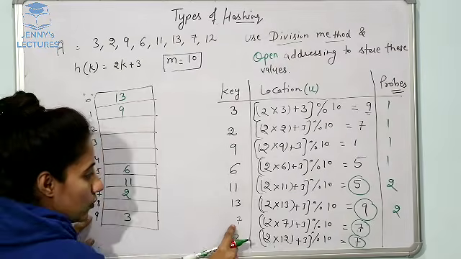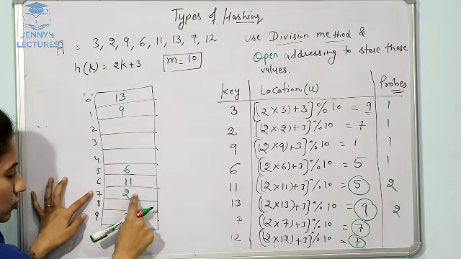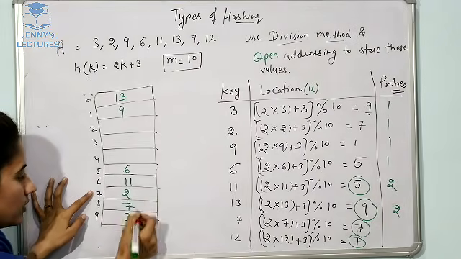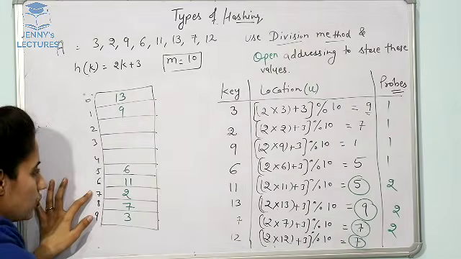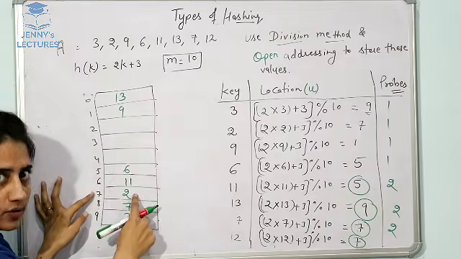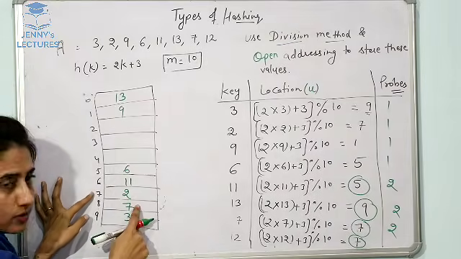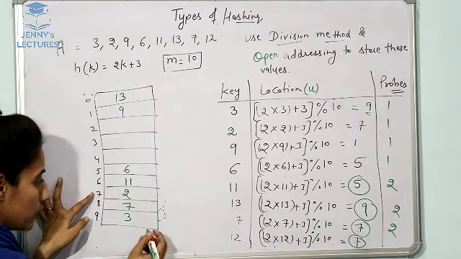probes are there. For storing the 7, go to the 7th place, but this is already filled. Then the next place, yes, this is free, we can store 7 at this place, and total number of probes are 2. For storing this 12, go to the 7th place, this one is already filled, we cannot store. Go to the next place, this is already filled, we cannot store. Go to the next place, this is already filled, we cannot store.